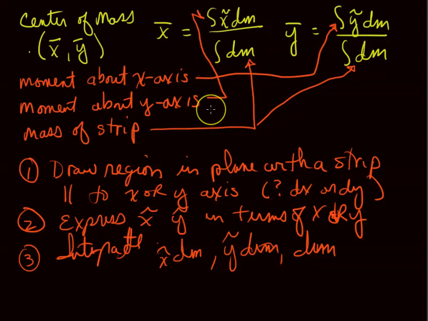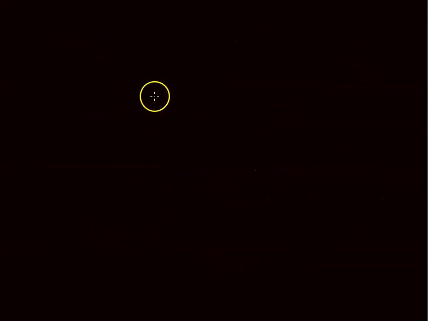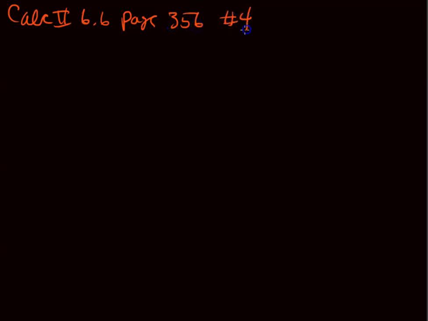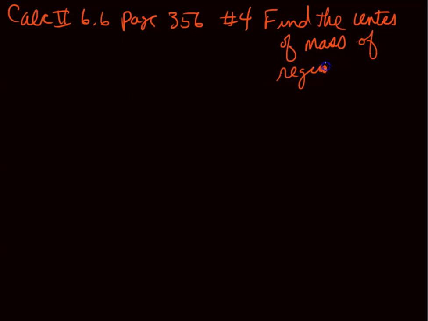And, of course, the best way to do this is through an example. So, this is section 6.x, page 356, number 4: find the center of mass of the region that is bounded by y equals x squared minus 3 and y equals negative 2x squared.